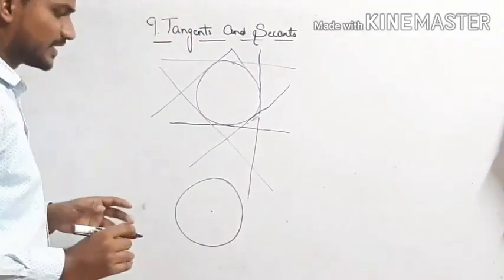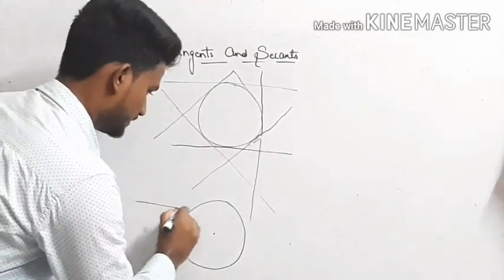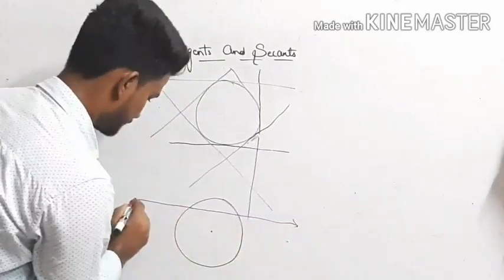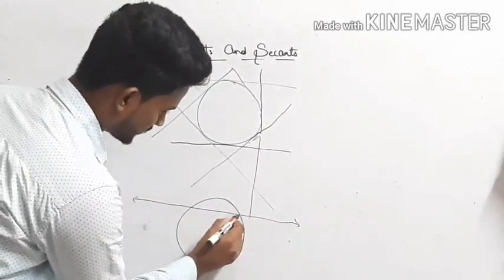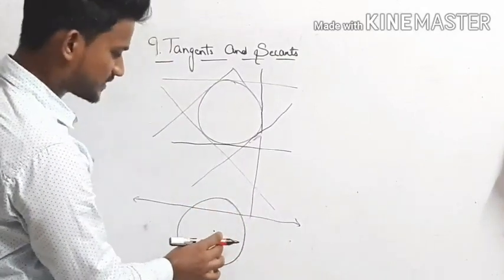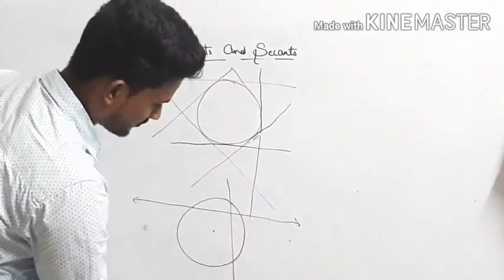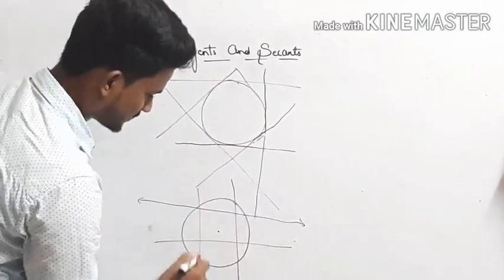Secant means it intersects the circle at 2 points. It is like this. It intersects at 2 points, and this part is known as the chord of the circle, and this line is known as the secant of the circle. You can draw any number of secants in the circle.